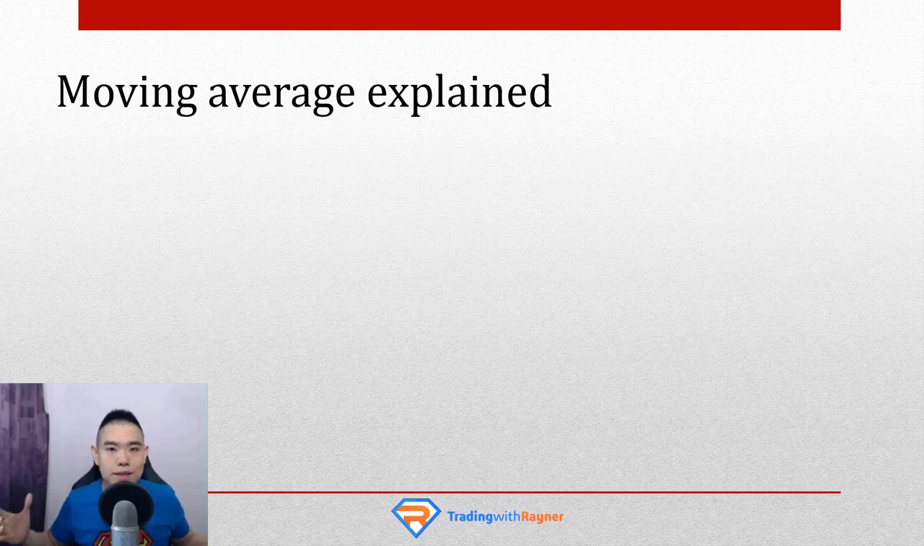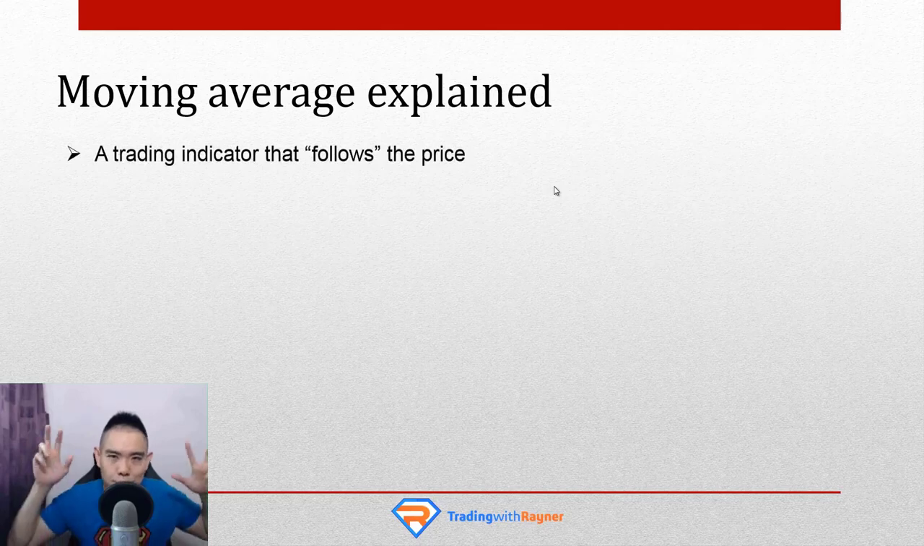So what is moving average? Moving average is an indicator that seems to follow the price. So if you see the price heading up over time, your moving average will be pointing up higher. If you see the price heading down lower, you can expect your moving average to be pointing down lower as well. And why is that? That's because of the math behind it.